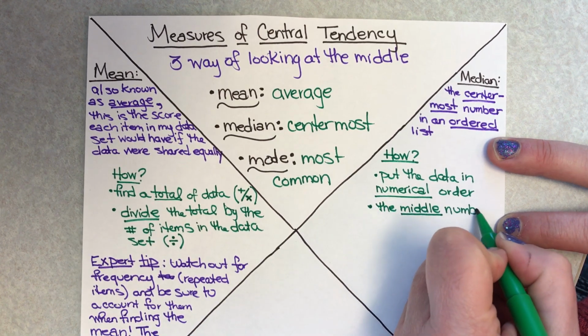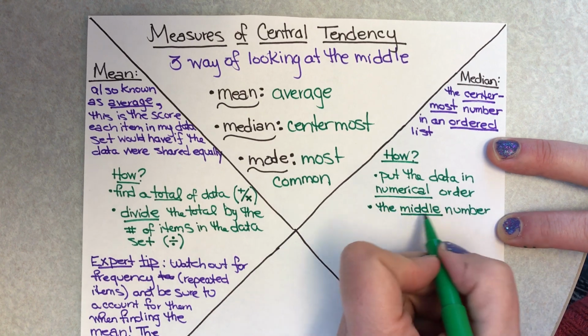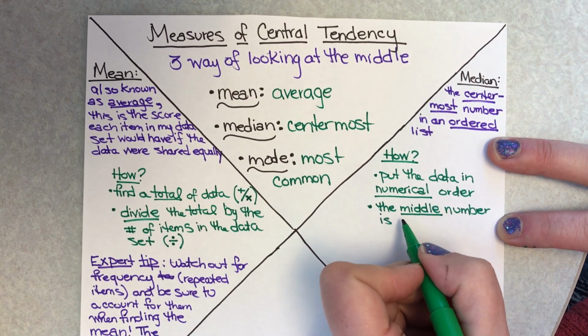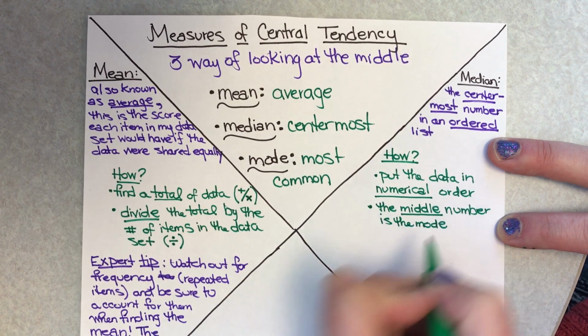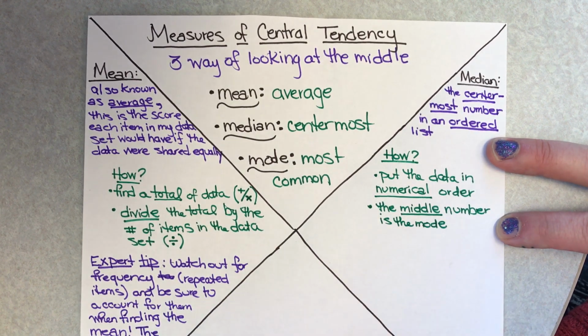Just like we were talking about, the middle of the road. So I build the road, and by that I mean I put the numbers in order, and then I find the centermost number, and that, did I say mode?